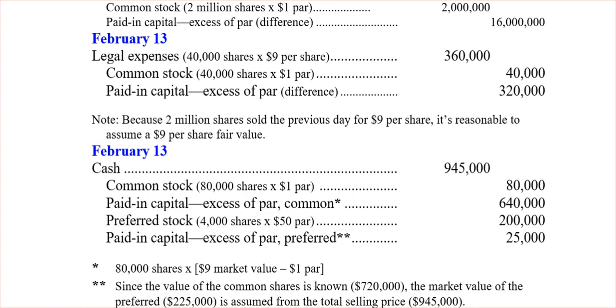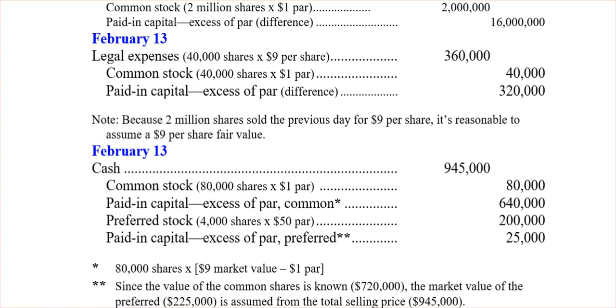Of course, you're going to follow the rules of par times number of shares for the common stock account, and then the excess of market over par into paid-in capital. The remainder is just a plug, and it happens to be $225,000 total. This business about the market price of the shares for preferred, we could calculate that by taking that 225 and dividing it by the 4,000 shares and come up with a value. However, it is not really necessary that we do that.